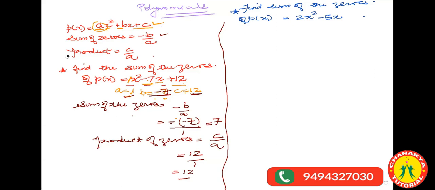Yes, Ayonija, tell me the values of A, B, and C. Ma'am, the value of A is 2, the value of B is minus 5, and C is minus 6. Yes, good, Ayonija. Now next is Sudhanshu. Now we have to find the sum of the zeros. So what will we do here? Minus b by a.